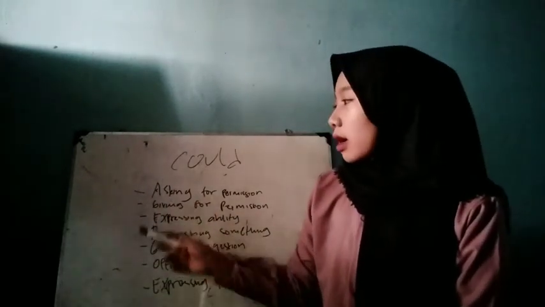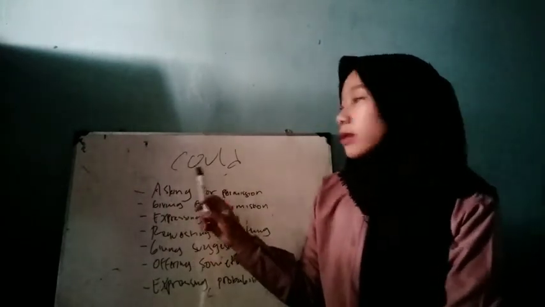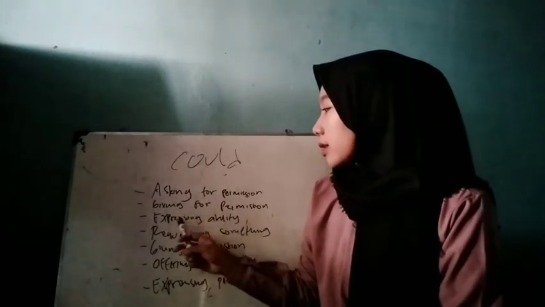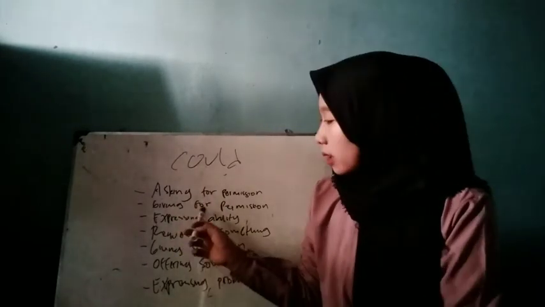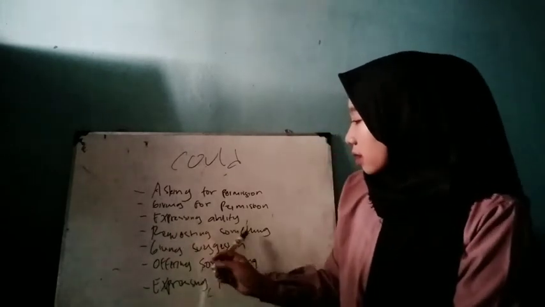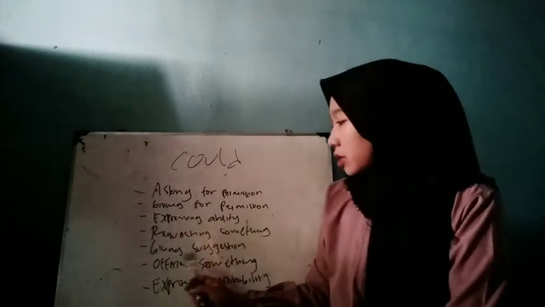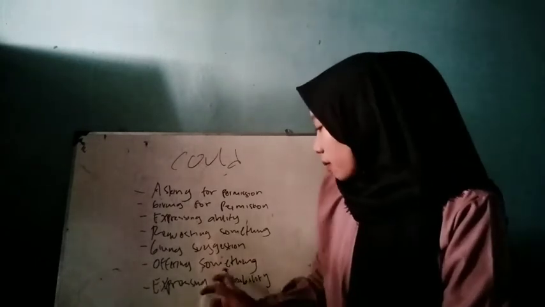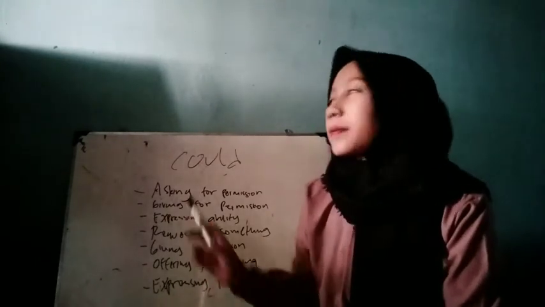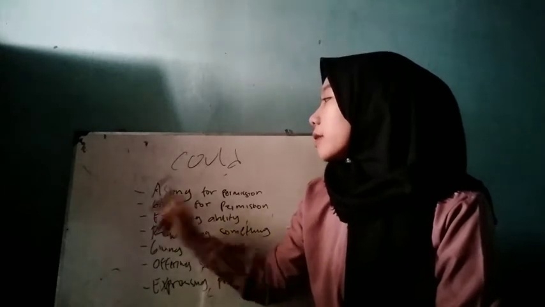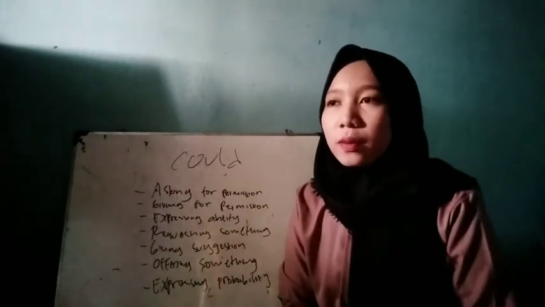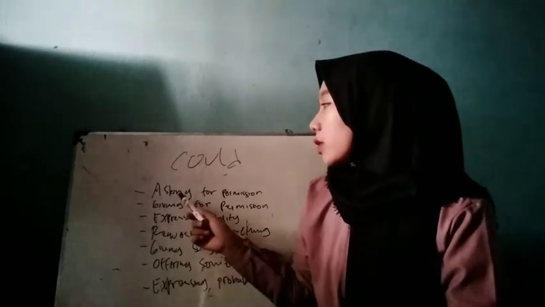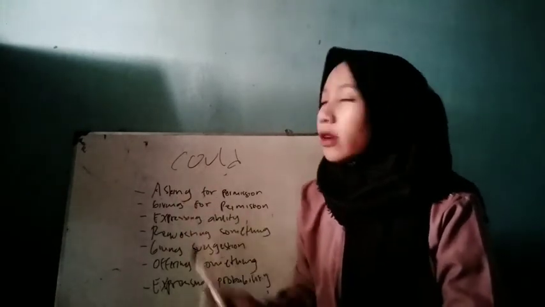So these are the functions of could. First one is asking for permissions and giving for permissions, expressing ability, requesting something, giving suggestion, offering something, and the last but not least, expressing probability. Okay, asking for permission, what do you think? Can you make a sentence? Can you make an expression using could as asking for permission?